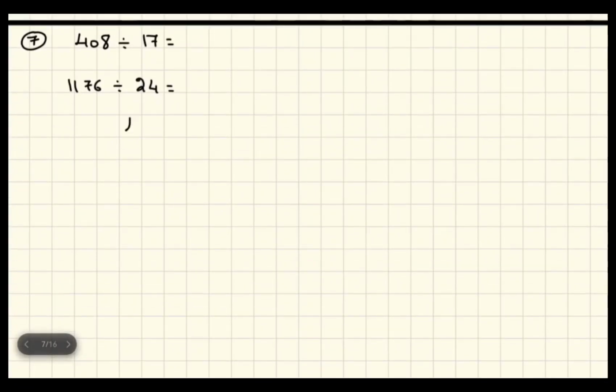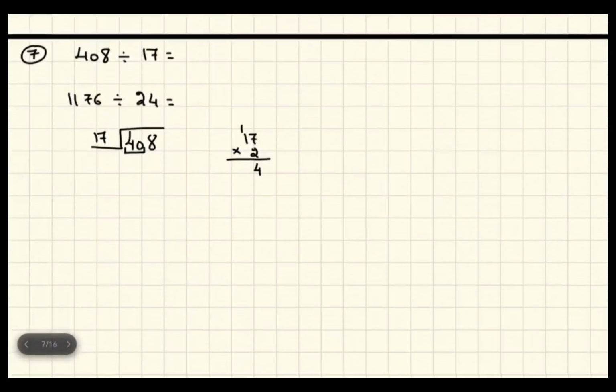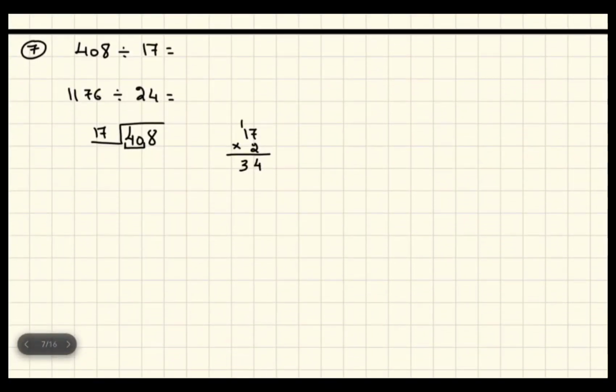Now, for this question, we have to do long division. So 17 is the divisor, it goes outside, and then we do long division. 4 is smaller than 17, so we must take 40. Now I try on the side: 17 times 2. 2 times 7 is 14, so 4 and 1 on top. 2 times 1 is 2, plus 1, which is 3. So 34. Now, 34 is directly smaller than 40. No need to try more than that. So I will write 17 times 2, and it is 34. We subtract.